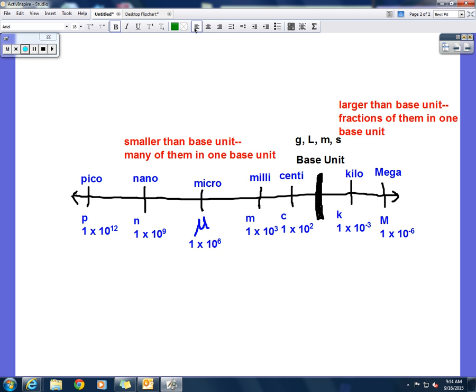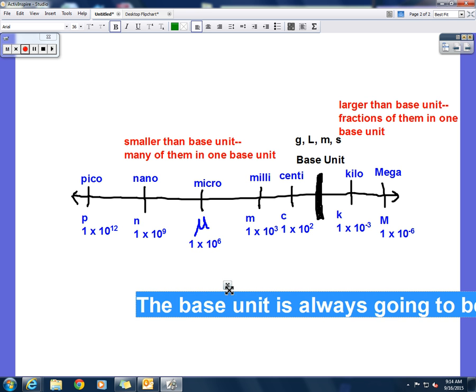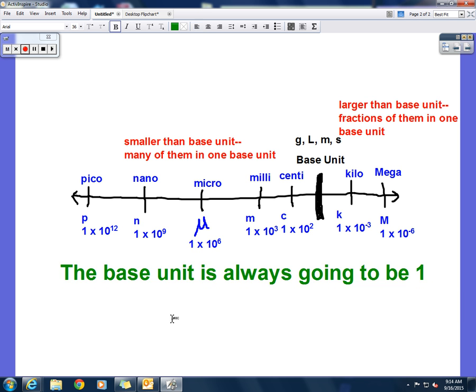something that's really important for you to remember is that in a situation like this, the base unit is always going to be 1. Okay? That's essential. This is the best way that I've found to do unit conversions, because you never have to worry about whether your exponent is positive or negative. It is always one thing or another. Okay? Always one thing or another, which is why I like it this way.